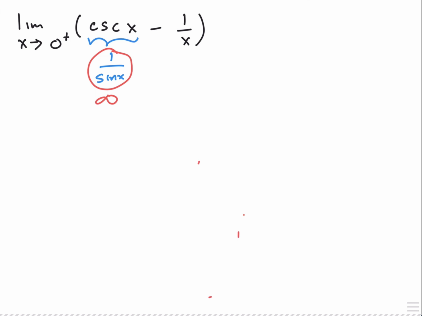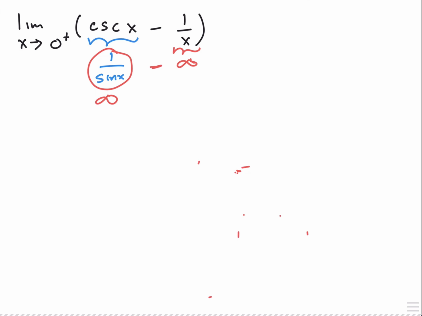It doesn't really matter in this case. But then what about 1 over x? Also infinity, right? Okay, so then what do I have? This is infinity minus infinity, right? So is that indeterminate? It is indeterminate, right?